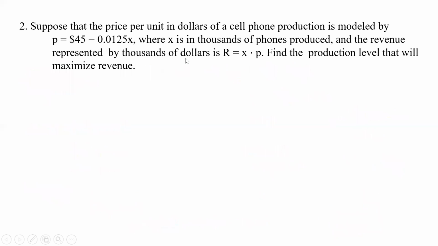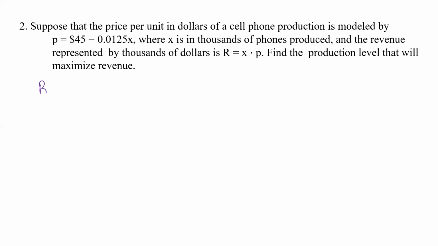All right, what about the next one? Suppose that the price per unit in dollars of a cell phone production is modeled by P equals 45 minus 0.0125x, where x is thousands of phones produced, and the revenue represented by thousands of dollars is R equals x times P. Now find the production level that will maximize revenue.